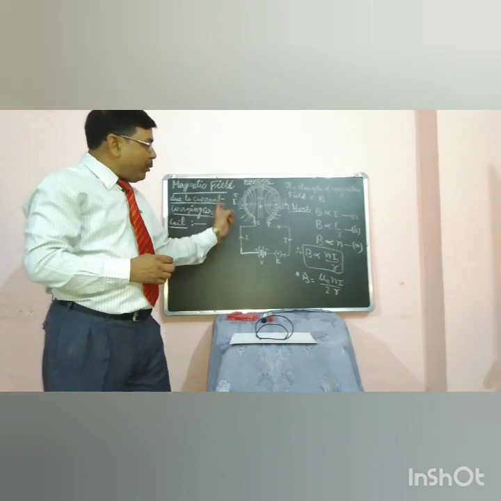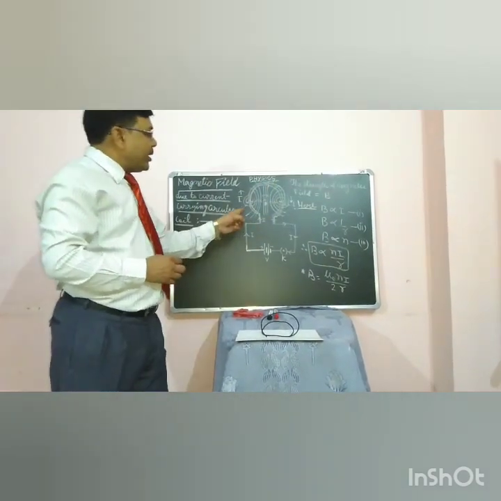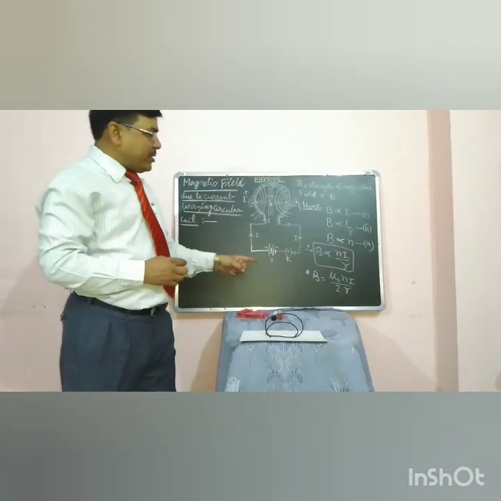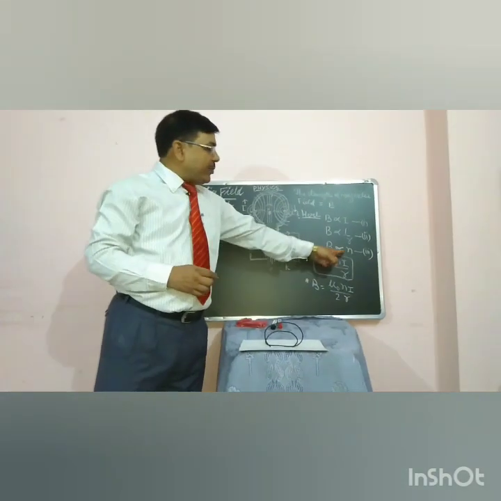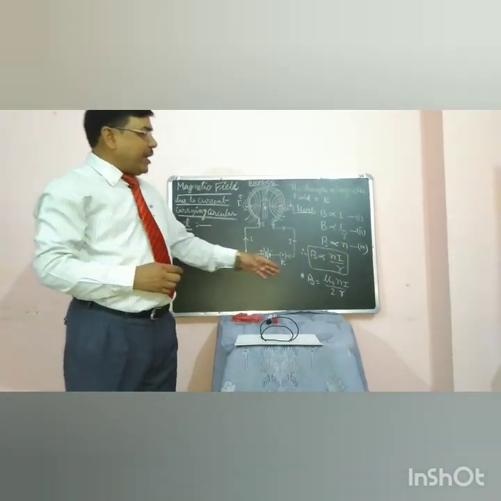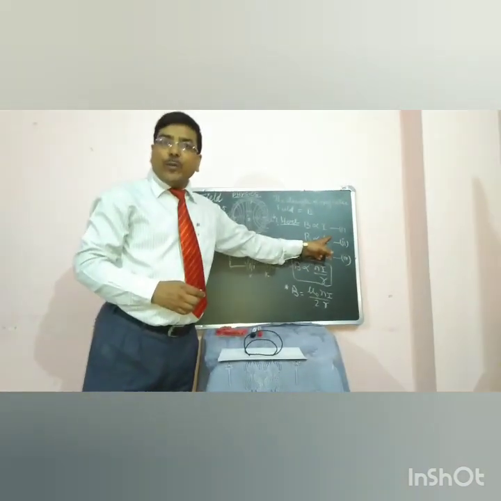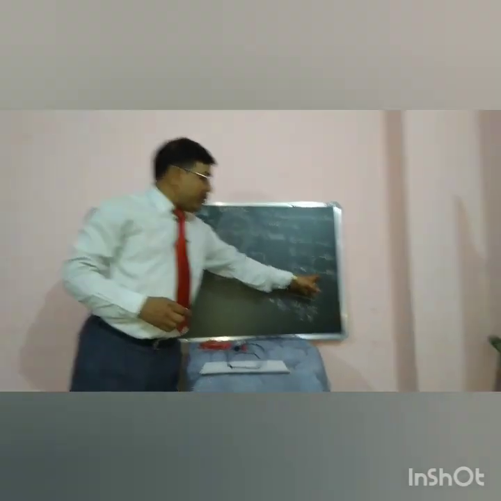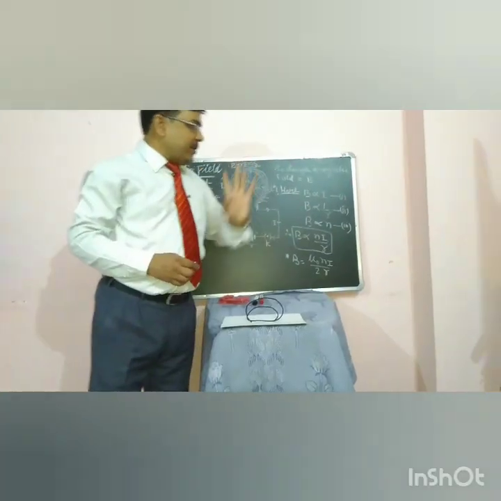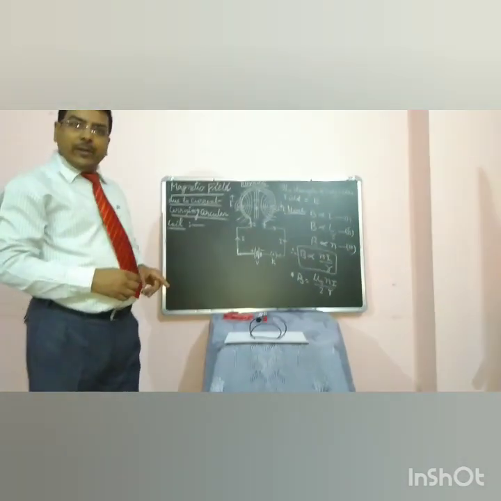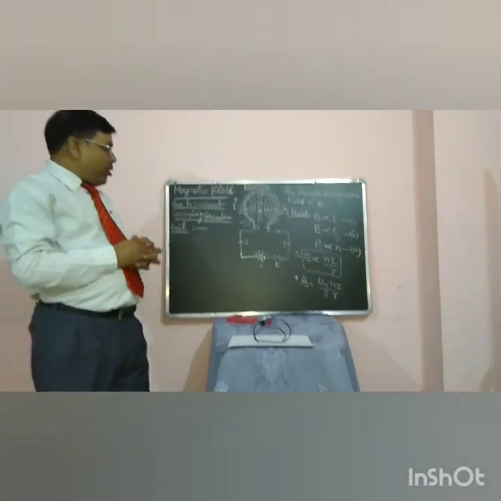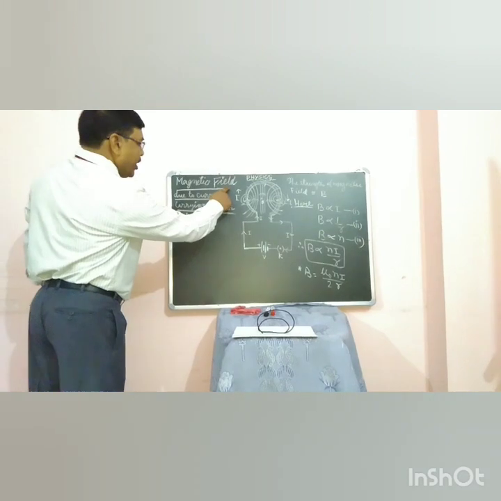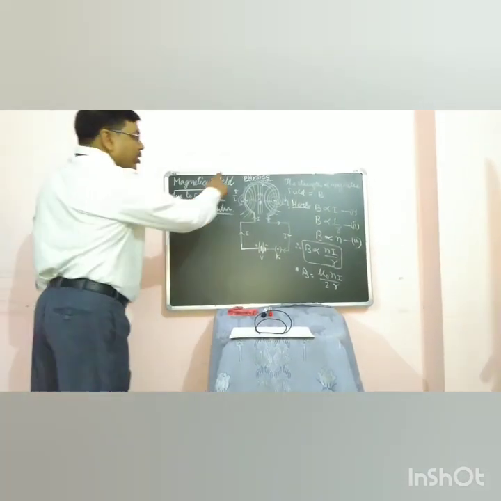And if the number of turns of insulated wire in the circular coil increases, the strength of the magnetic field increases. So we can say that B is directly proportional to I, B is inversely proportional to R, and B is directly proportional to the number of turns present in the coil. So these are the factors upon which the strength of the magnetic field produced in the circular coil depends.